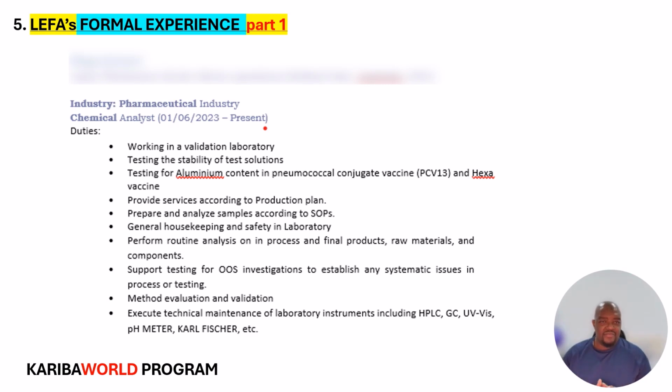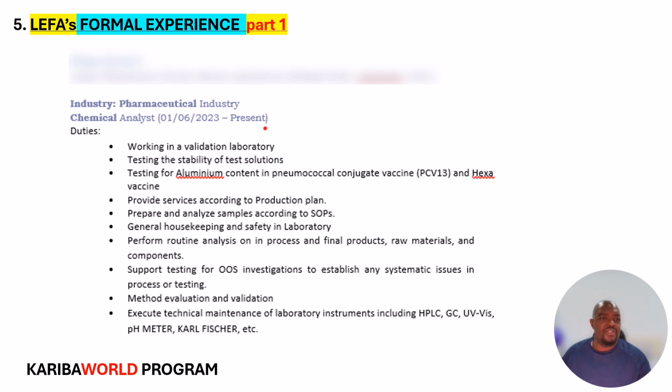Now we are on Mr. Lefa's formal experience, part 1. This is the current employer. Part 2, which is the next one, is the previous employer. Now let's see. Name of employer, it is here, South African operations. I would have liked Mr. Lefa to actually put the name of the employer here. And then the next one, type of industry, pharmaceutical. Job title, chemical analyst. Work period from this to present.